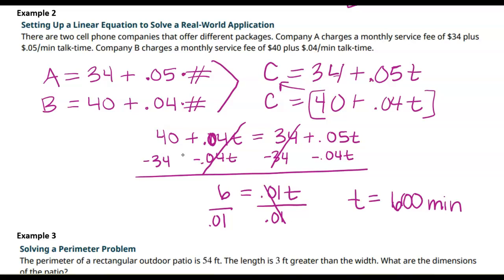And so if $34 is a little bit less, then between 0 and 600, company A would be a good one to look at. But if you're going to be talking a lot, so if you're going to have over 600 minutes of talk time, then you might want to go with company B. Even though they charge a little bit more, the less charge per minute means that that's a better plan for over 600 minutes.